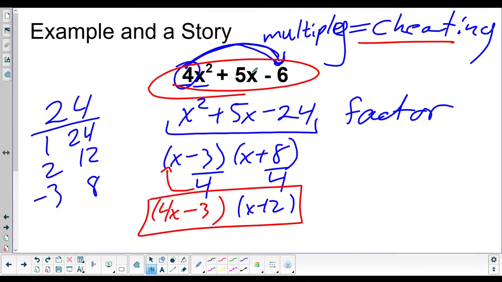5x is nowhere to be found. They moved out of the neighborhood. And 6 was torn apart. 6 was devastated by the entire encounter. And that's how you do complex factoring, children.